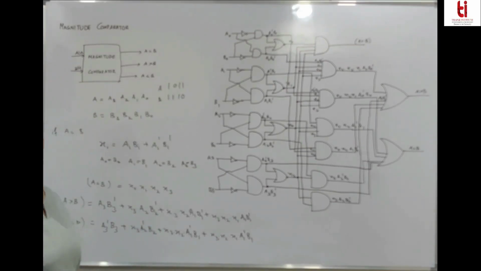Both the numbers are 4 bit long. Whenever you do the comparison, please check that both the numbers are of the same length. Then start the comparison from the most significant position. If they are equal, then go to the next lower bit. Compare them. If they are equal, then go to the next lower bit. So this is how you proceed when you have a magnitude comparator. This is again a combinational circuit where you are comparing two numbers which are of the same length.